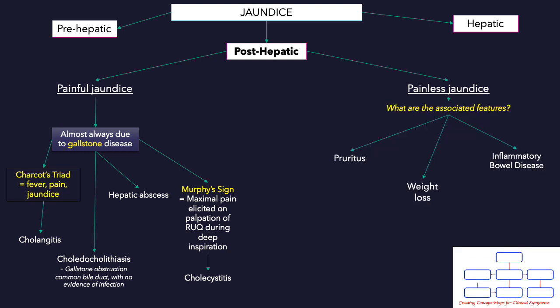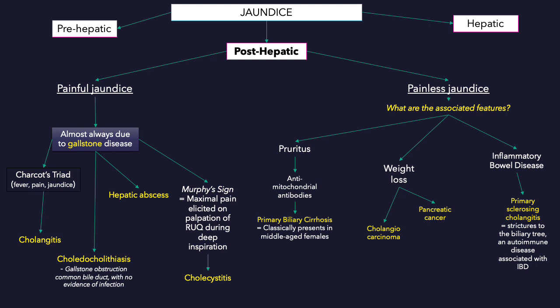Now, in painless jaundice, ask yourself, what are the associated features? Learn to detect clinical pictures or clinical patterns. In painless jaundice with pruritus, and especially in middle-aged females, you should suspect primary biliary cirrhosis. Test for anti-mitochondrial antibodies as they will be positive. They're very sensitive. And in painless jaundice with weight loss, suspect cancer.